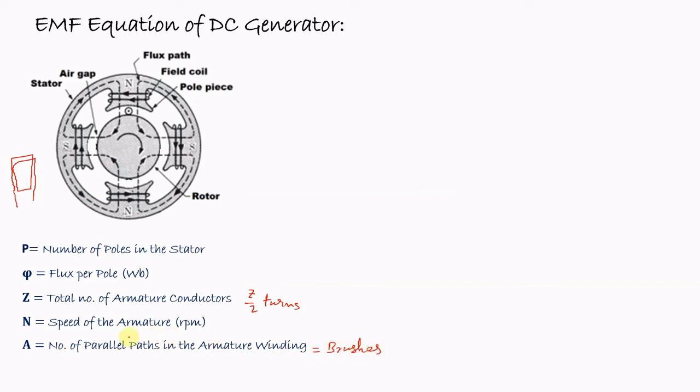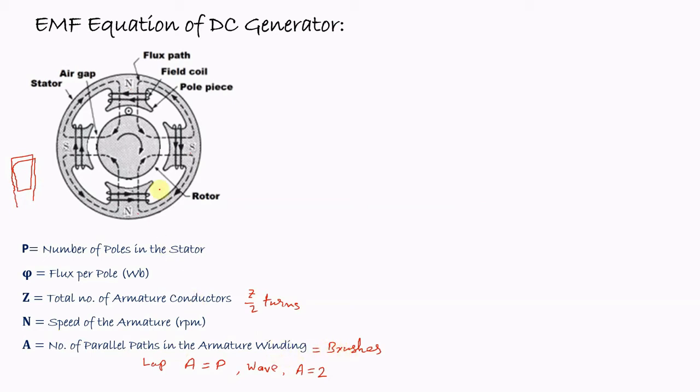We have already discussed in construction when the connection of the armature winding is lap. For lap connection, the number of parallel paths will be equal to the number of poles in the stator. Whereas in case of wave connection, the number of parallel paths will always be equal to 2. We can also consider it as the number of brushes. Here, the total Z number of conductors are distributed under A number of parallel paths. That means Z by A number of conductors, the bunch of conductors, will be connected to individual brushes.